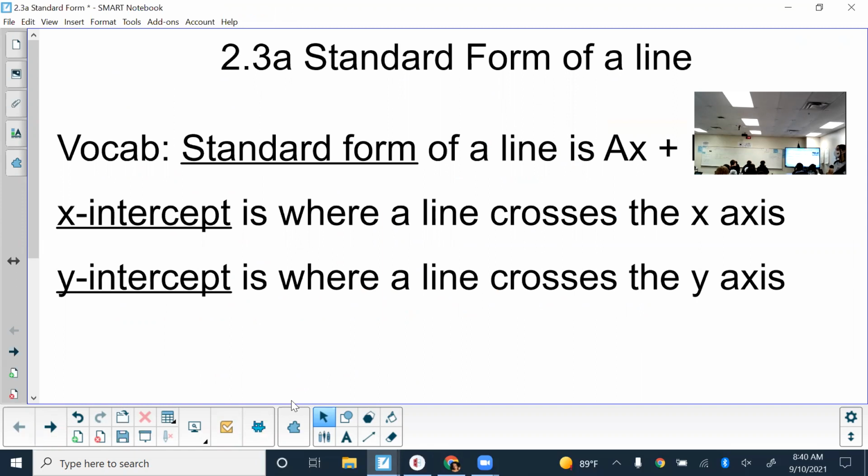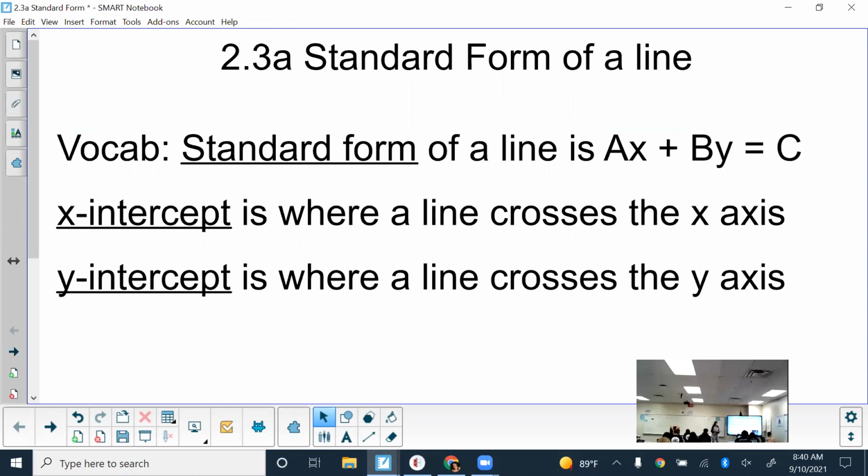All right, so we have our note sheet that you picked up today. Look for the vocab section and fill this out. So it's on the page where there's like thought bubbles at the top. We're going to fill out some vocab. All right, so standard form is AX plus BY equals C.